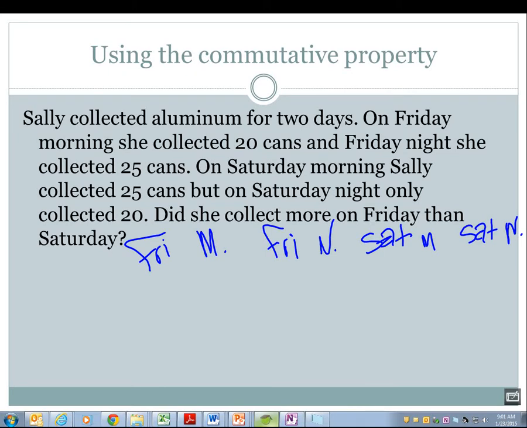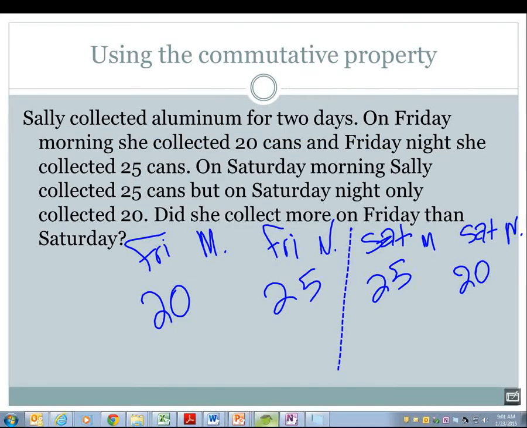So we have Friday morning, she collected 20. Friday night, she collected 25. Saturday morning, she collected 25. And Saturday night, she collected only 20. So those are the two different days. Did she collect more on Friday than Saturday? No, because it's just the same thing. It's commutative property. Just one was in the morning, one was at night. On Friday, she collected more at night. Saturday, she collected more in the morning. Any questions about that?